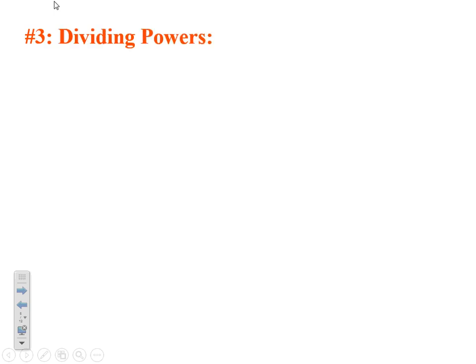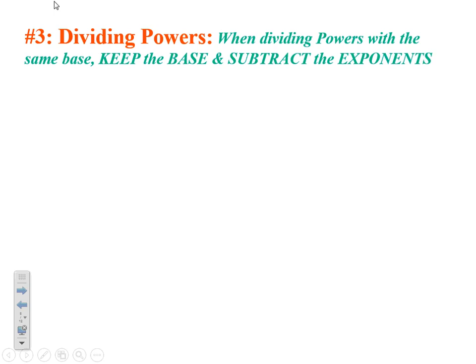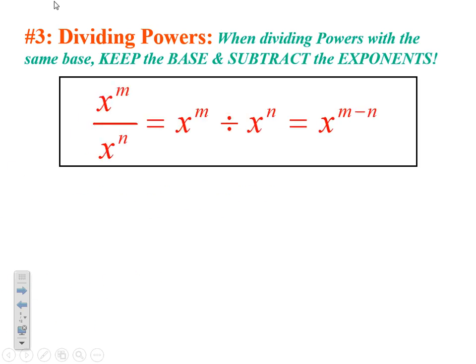Law number 3, dividing powers. When dividing powers with the same base, keep the base and subtract the exponents. So this is very similar to multiplying. In terms of variables, I have x to the m divided by x to the n. So this is one way to write it. This is another way to write it. x to the m divided by x to the n. It's going to equal x to the m minus n. So it's always the top number exponent, or the first exponent, subtracted by the bottom or the second exponent.